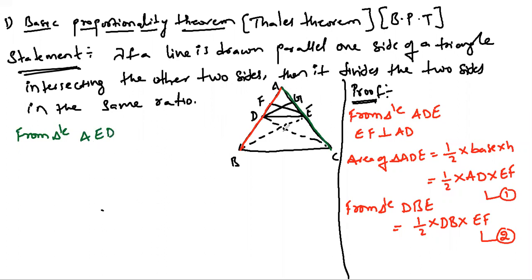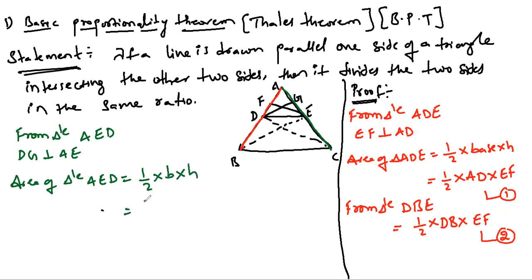DG is perpendicular to AE, right? DG perpendicular to AE. Okay. Now what can you write here? Area of triangle AED is equal to half into base into height. Same thing as we did here. Half into, but now what is the base? This perpendicular line is touching AE, right? That will become the base. That means AE. And the height is the perpendicular line DG.